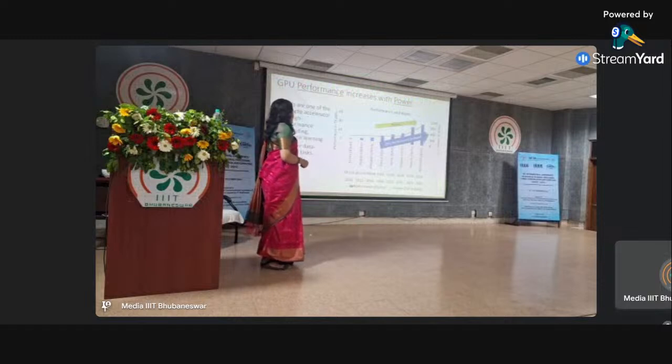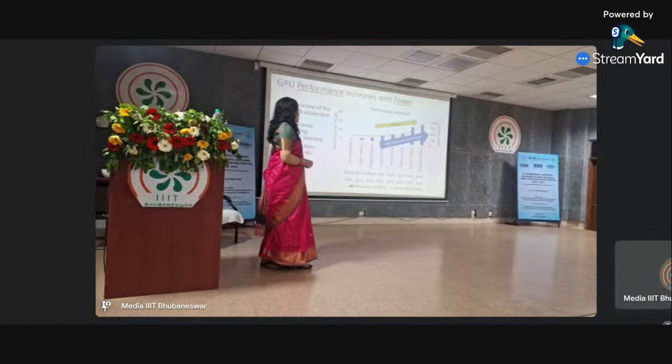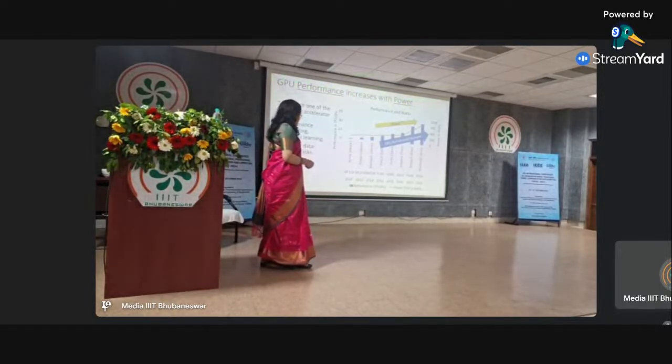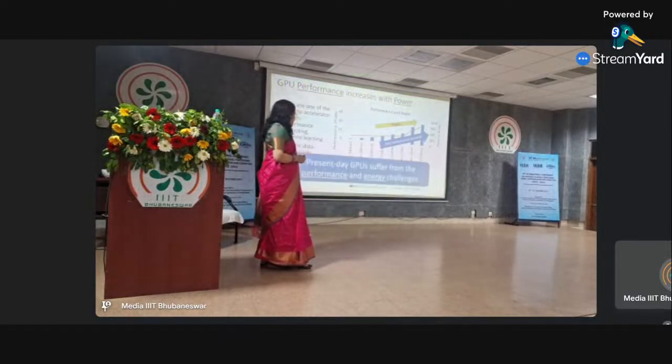So yeah, the takeaway from this slide is that my GPU performance demand has increased, but at the same rate, my power consumed has also increased. So I want the same trend in the performance, but I want to reduce the power. That is my goal.